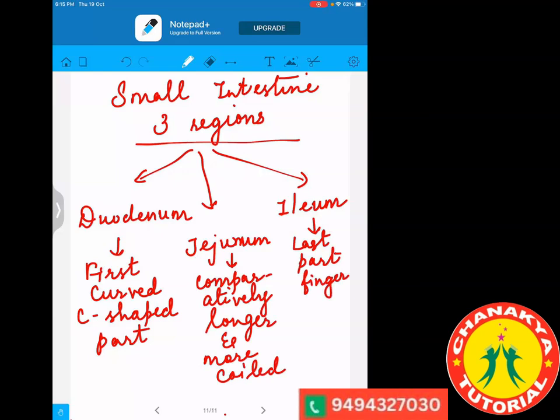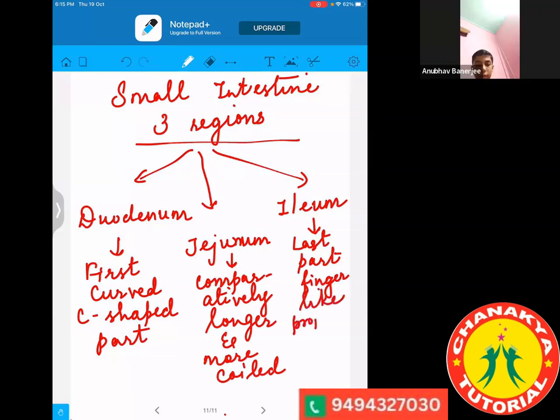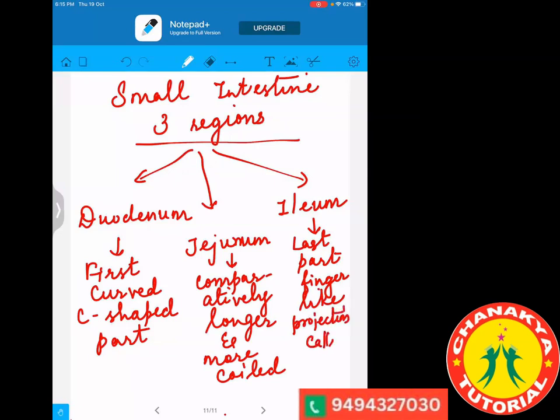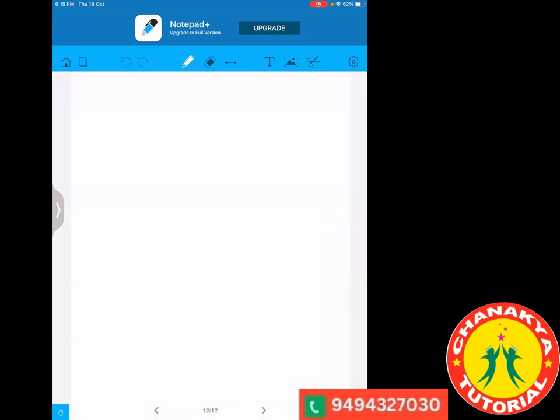What is the name of the finger-like structure present in the small intestine? Villi. Very good. So they are known as the villi. These villi are present where? In the ileum part of it. Now talking about the villi, what are they? They are the finger-like projections.